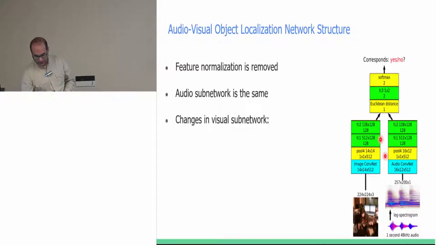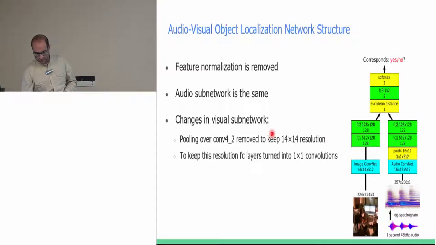Then they changed the visual subnetwork. They removed this pooling layer, 14 by 14, to keep the 14 by 14 frame size. And to keep this resolution until the end of their network, they changed the fully connected layers to 1x1 convolution layers. So at the end, they achieve a 14x14x128 feature vector from frames, and in here they have 128 embeddings of audio.